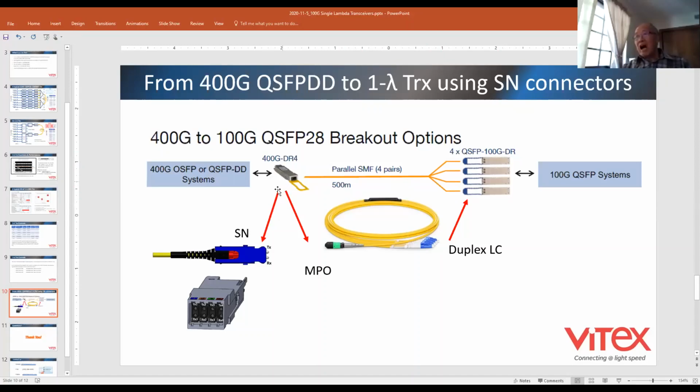And then there is another option called the SN connector. The SN connector on the transceiver side looks like this, so you don't need any breakout cable. You just use this cable and plug it in, because on the other side it is LC anyway. So there are 2 ways to interface this in the breakout options. As I just pointed out, there are people using this right now. Just be aware.